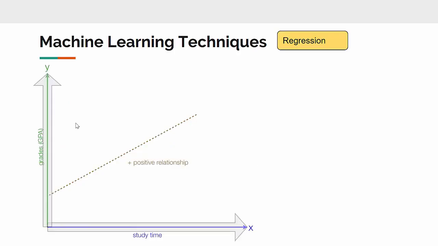So this is a visual representation of a regression graph where we are using study time to predict the kind of grades or GPA that you will get. Here we see that the line is sloping upwards, meaning there is a positive relation, meaning that as you study more, you will get a higher grade. If you study little, you will get a worse grade. So this is an example of how we use regression to make a prediction.